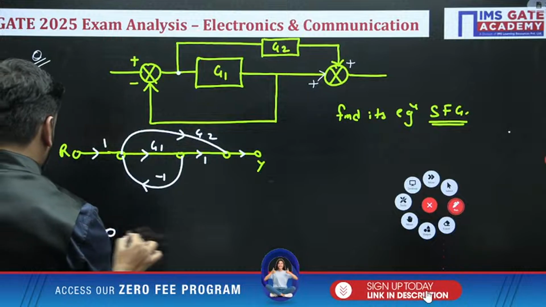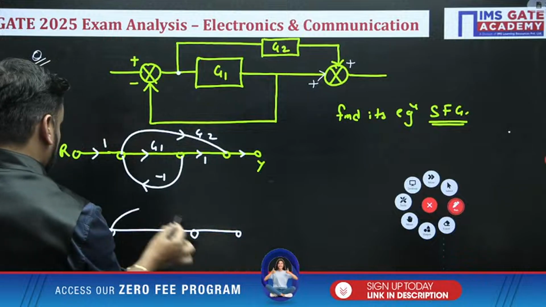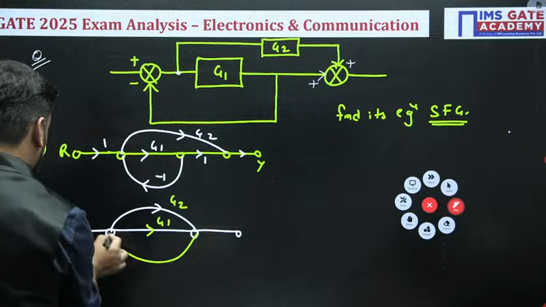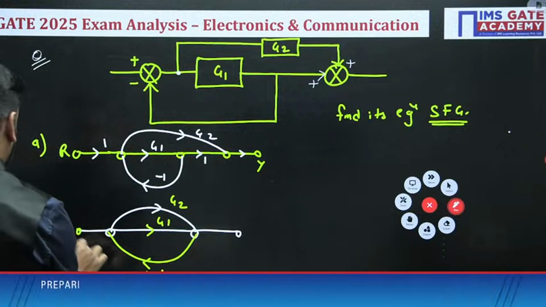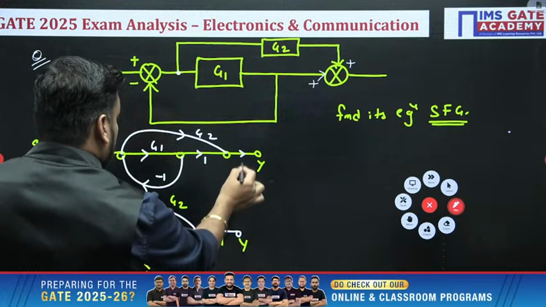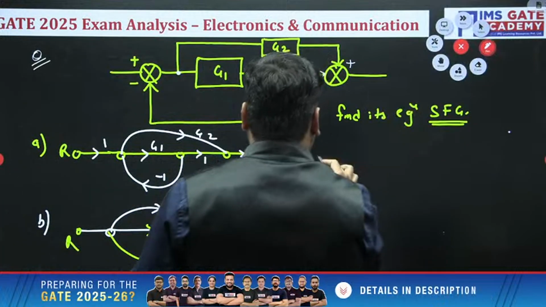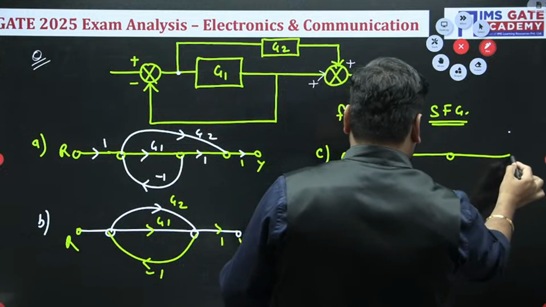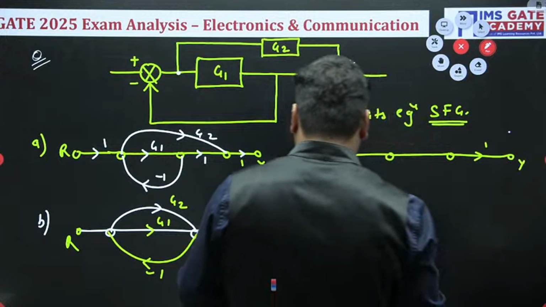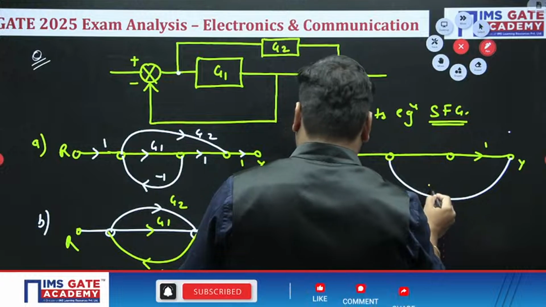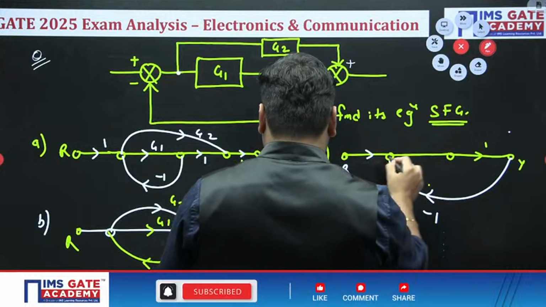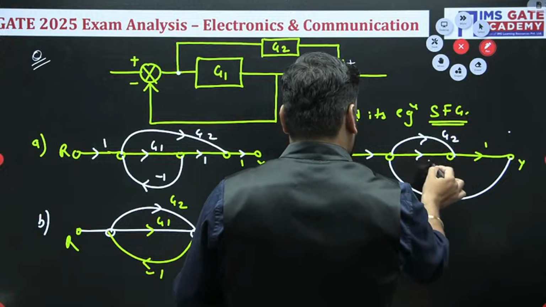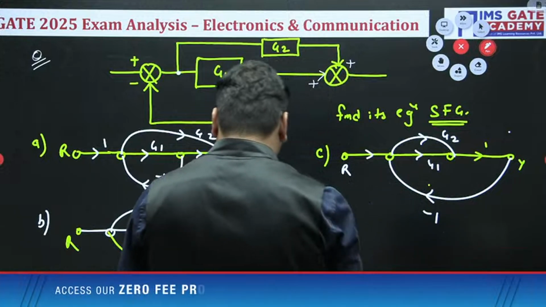Option B is given to you, this, and here one node, this which is having G2, this is having branch G1, and this is the feedback loop minus 1. This is R, and this is Y, and here is also 1. So whatever options are present, I am just showing you the options. This is the output node Y, and here we have a minus 1 branch coming like this. This is your input node R. This is your G2. Correct? This is your G1. This is the one.